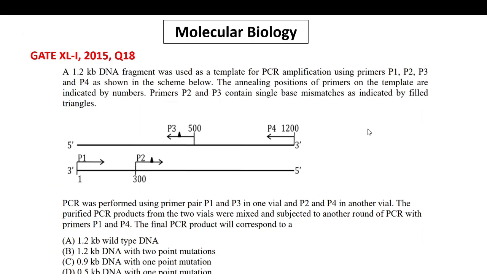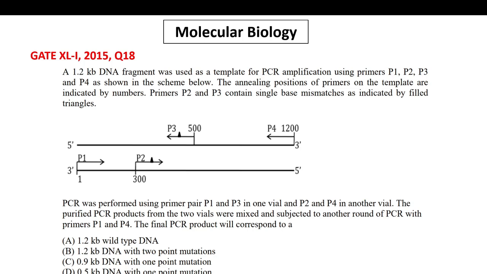Hello everyone. Today we will be solving some questions related to the topic molecular biology, and the question came in the year 2015 in XLI, that is biochemistry, in question number 18. What is the question stating?